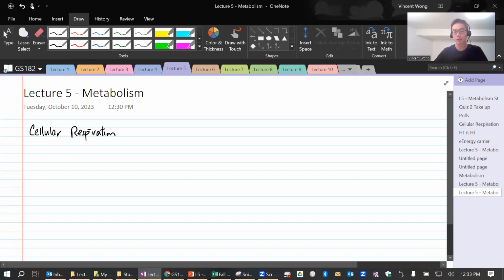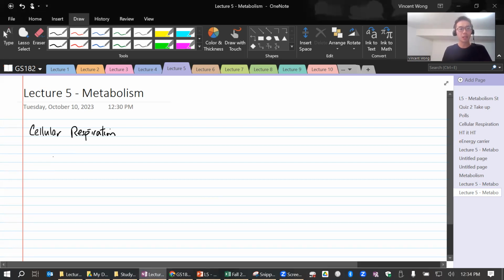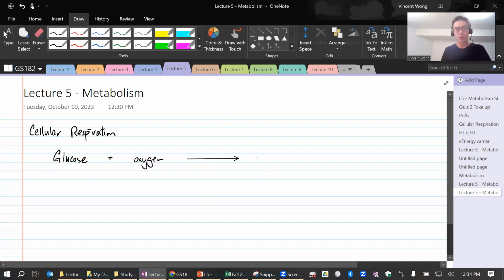Okay, cellular respiration. You probably remember the equation for cellular respiration. I hope you remember, which is glucose plus oxygen, which produces carbon dioxide plus water, as well as energy in the form of ATP. So that's the word equation.